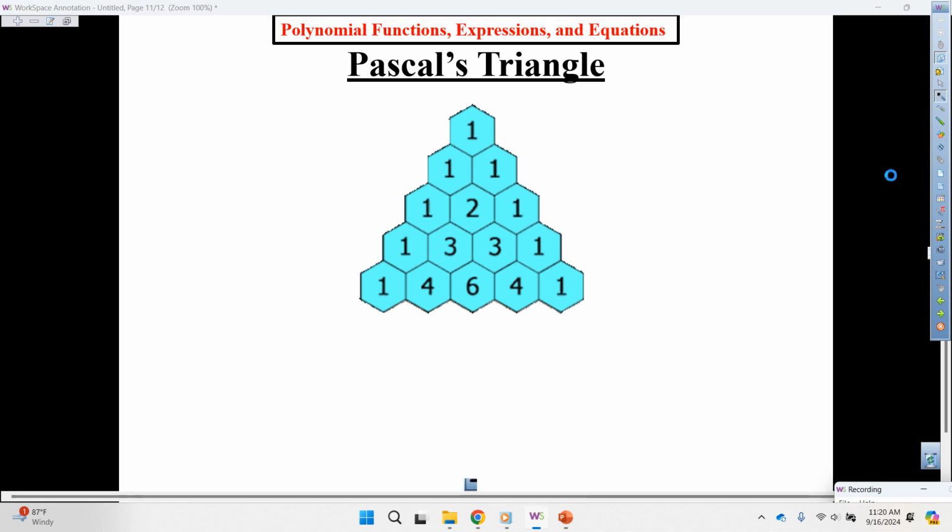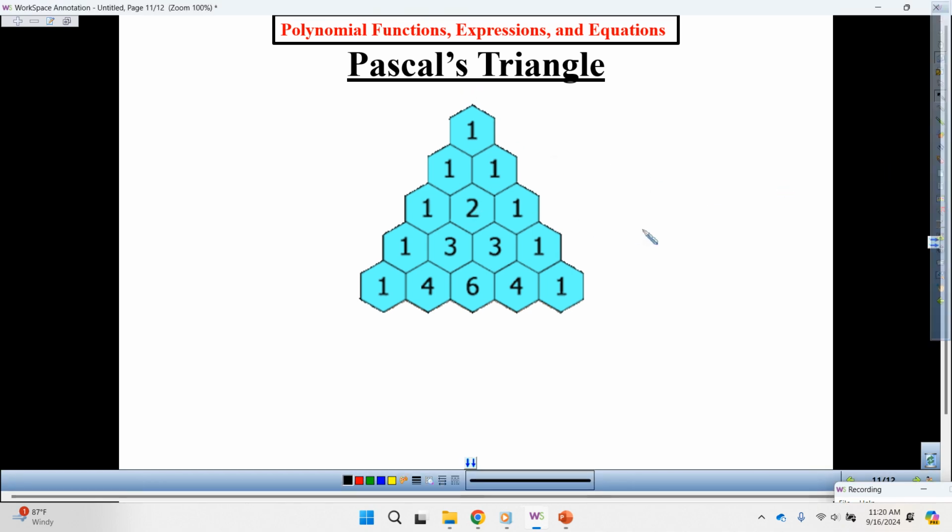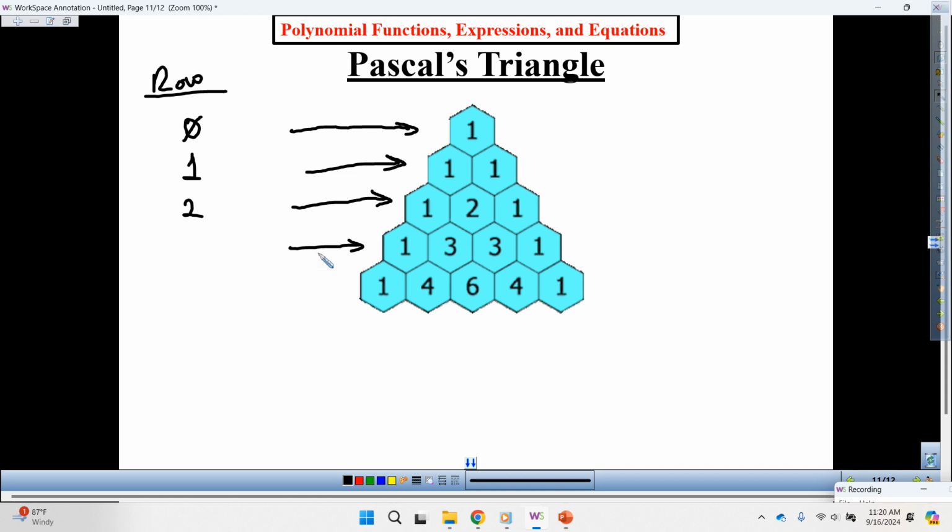Once again, this is known as the what? Pascal triangle. So now let me show you. Look up to the screen. When he starts with the number 1, he considers that row number 0, because that's the start. However, the very next row is considered row 1. The very next row is considered row 2. The very next row is considered row 3. The very next row is considered row 4.